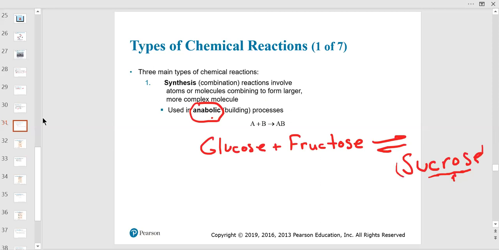We could break sucrose down by using an enzyme like sucrase. And we have that enzyme in our small intestine. It's going to break the disaccharide down to fructose and glucose. But we're talking about anabolic. We're talking about synthesis. So going in this direction from the two monosaccharides to the disaccharide is anabolic. If we were going to go the other way, sucrose to the glucose and fructose, that would be catabolic, which you're going to see. So AB would go to A and B, separated.